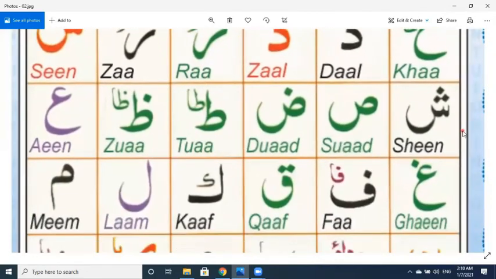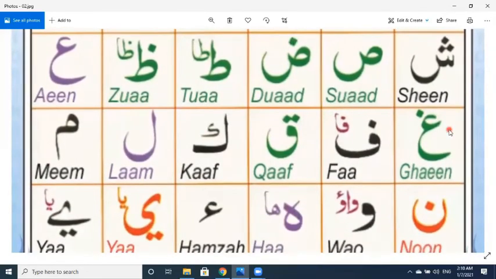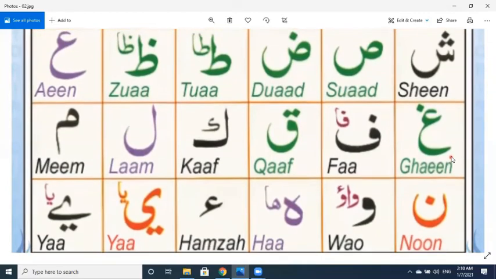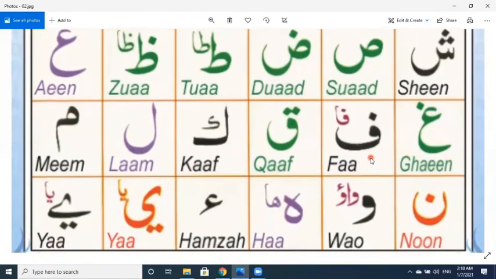And here we have another letter which is different from Ain. Ain has no dot and this letter has a dot, so we'll call it Ghain. Okay, next letter is Fa. Another one is Qaf. Next one is Kaf.